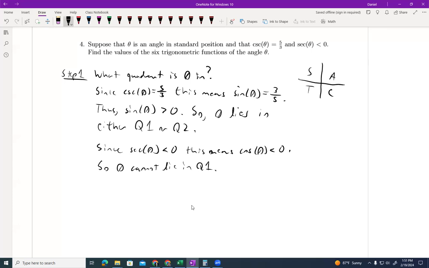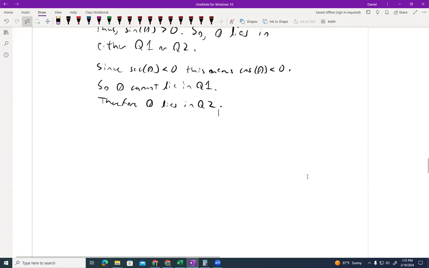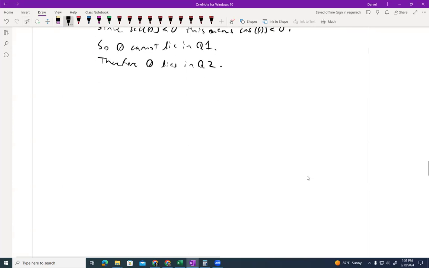Everything's positive in quadrant 1, but we need for cosine of theta to be negative. So out of the two possible quadrants, quadrant 1 or quadrant 2, it can't be quadrant 1, therefore theta lies in quadrant 2. Okay, fair enough. So that's step 1. Now we know theta lies in quadrant 2.